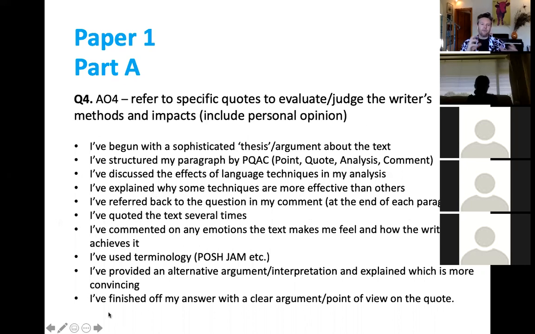Make sure that you have some alternative interpretations as well, and say which one's more convincing. So for instance, in this extract, there could be an alternative interpretation that perhaps the character is in a care home and is suffering from either Alzheimer's or something. That could be an interpretation that she's been taken there against her will.